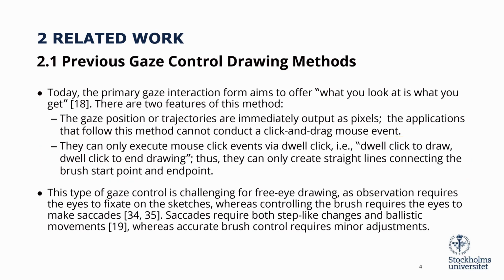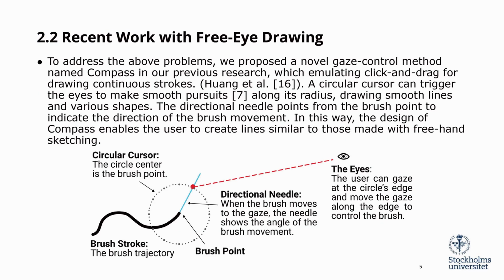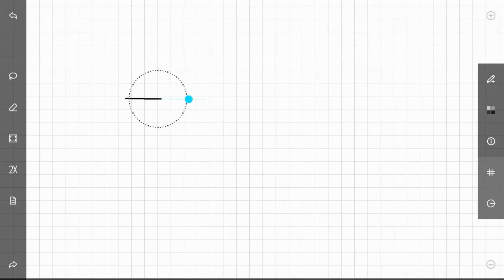This type of gaze control is challenging for free eye drawing, as observation requires the eyes to fixate on the sketches, whereas controlling the brush requires the eyes to make saccades. Saccades require step-like changes and ballistic movements, whereas accurate brush control requires minor adjustments. To address the above problems, we proposed a novel gaze control method named Compass in our previous research, which emulates click-and-drag for drawing continuous strokes. A circular cursor can trigger the eyes to make smooth pursuits along its radius, drawing smooth lines and diverse shapes.